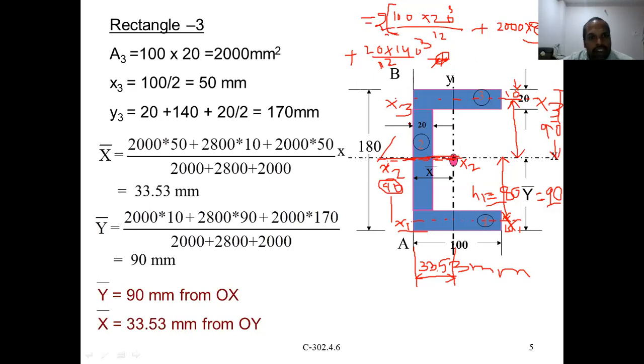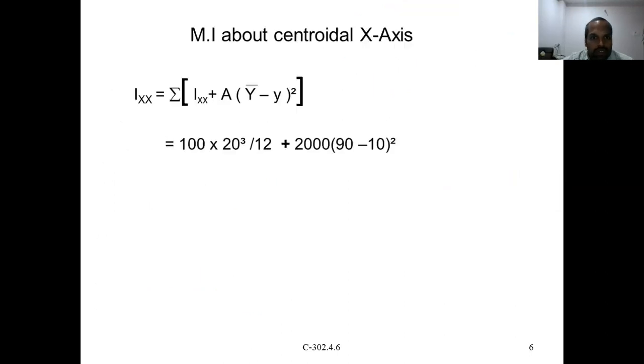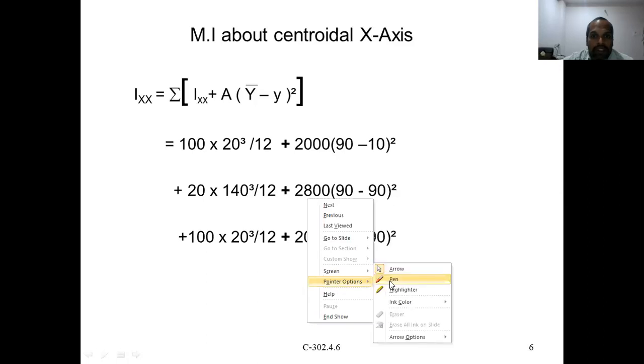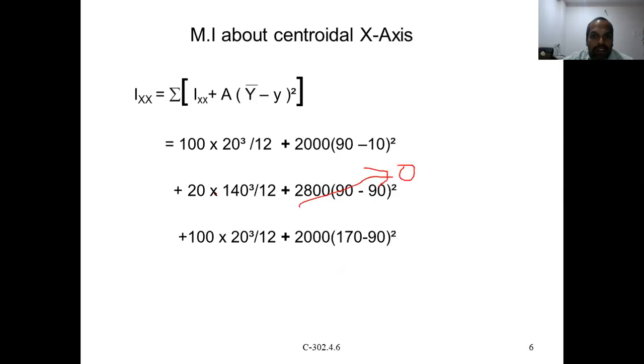Now coming to the IYY, right? So let us see IXX first. See this one, BD cube by 12, 100 into 20 cube by 12 plus 2000 into 90 minus 10 squared, means 80 squared. That's what we have written there. Second one, 20 into 140 cube by 12 plus 2800 into 90 minus 90, because that's what it is. 90 minus 90 means 0. This term becomes 0. We have written only this one. Is it right?